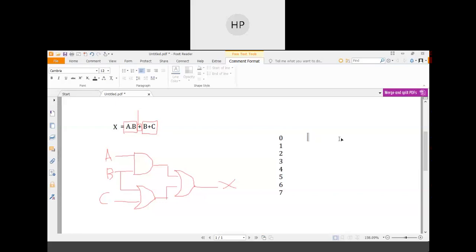Now, for example, 0 is represented with 0, 0, 0. Likewise, 1 is represented like this: 0, 0, 1. When it comes to 2, it is represented like this: 0, 1, 0. Can you see a pattern over here? I'll go for 3 also, right?